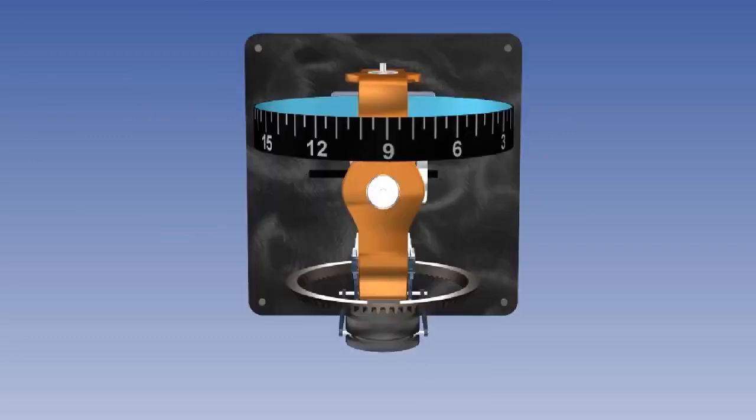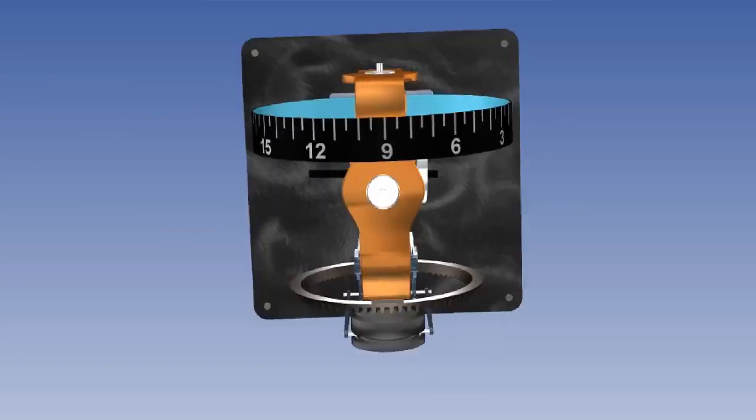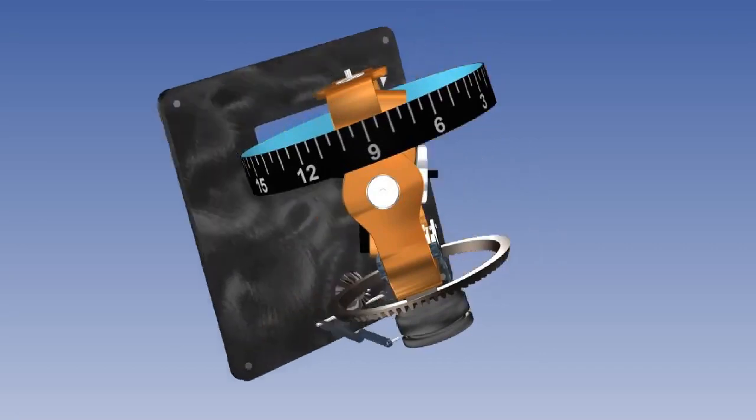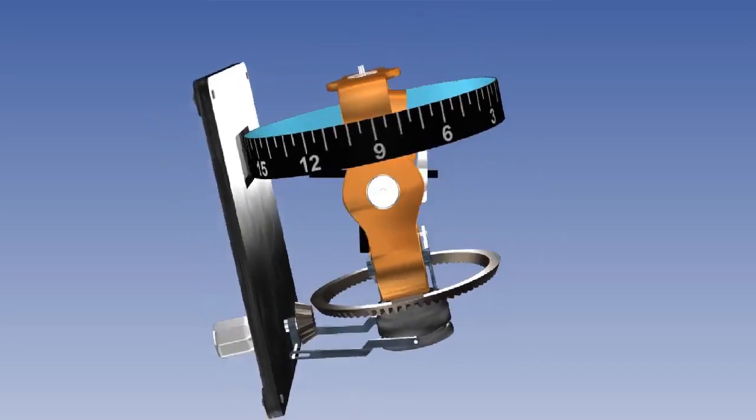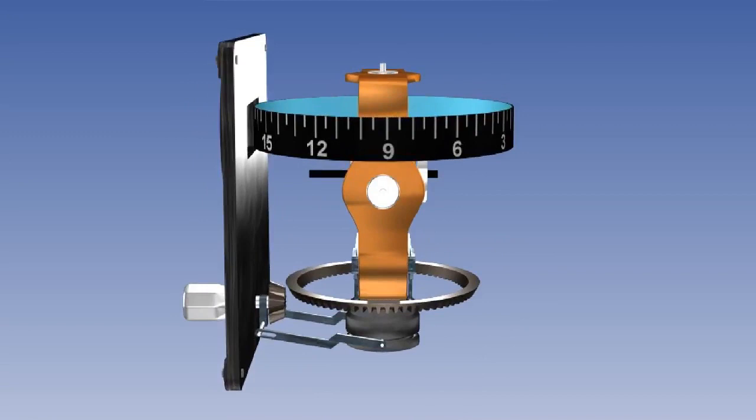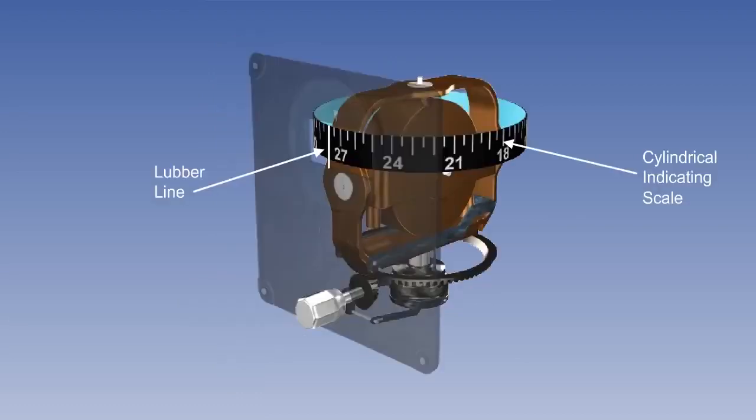During a turn, the aircraft and the instrument case turn around the vertical axis bearings of the outer gimbal, while the spin axis of the gyro rotor remains fixed in azimuth because of gyroscopic rigidity. In the example shown here, the heading is indicated against the cylindrical indicating scale by a lubber line on the glass window in the instrument case.